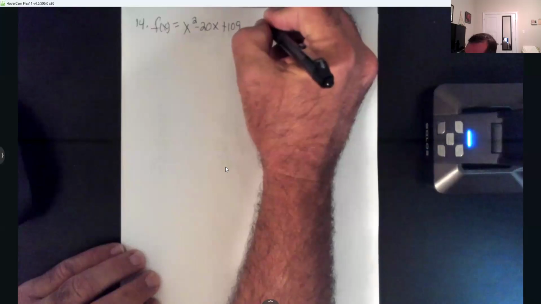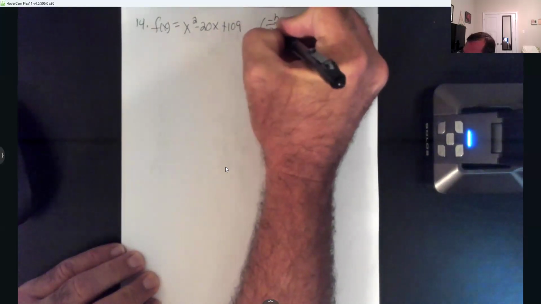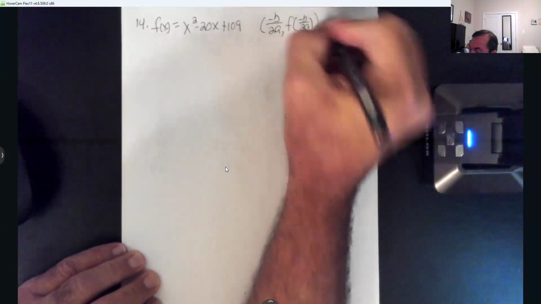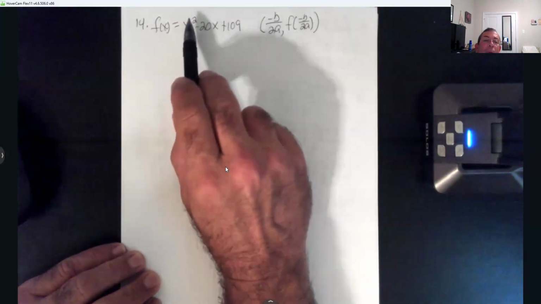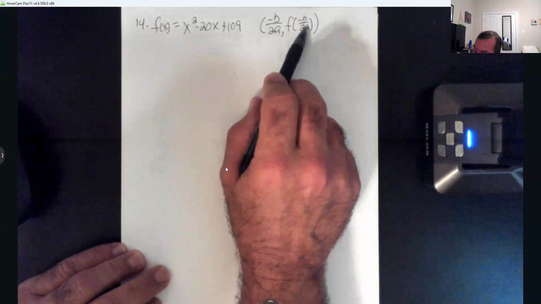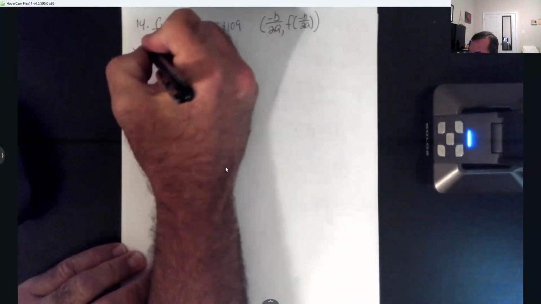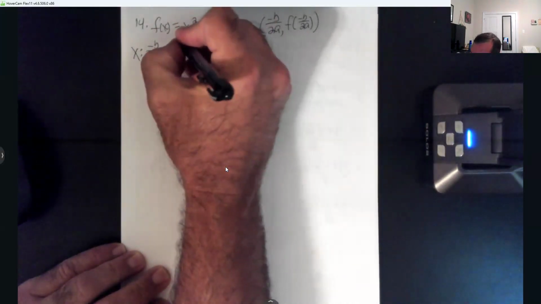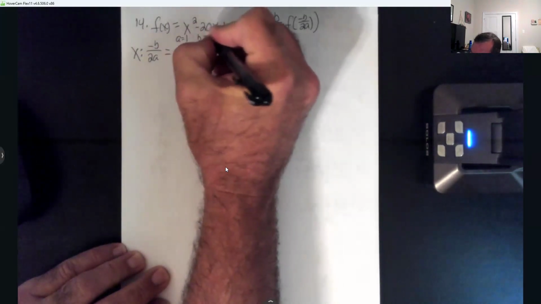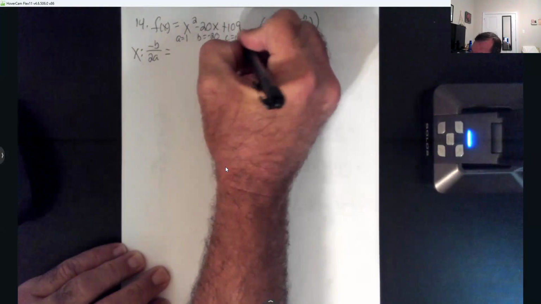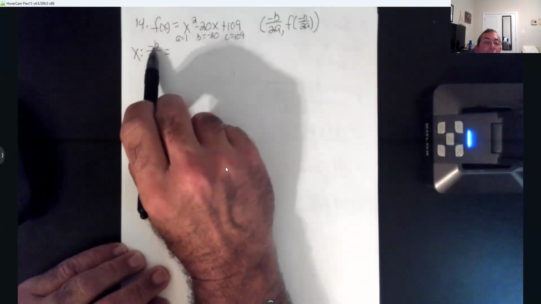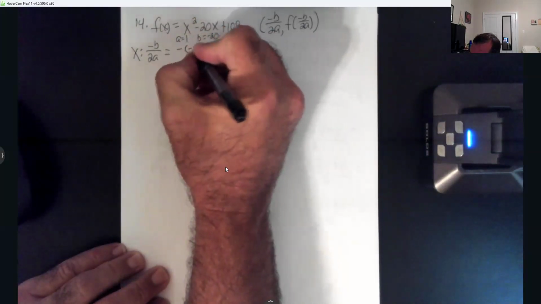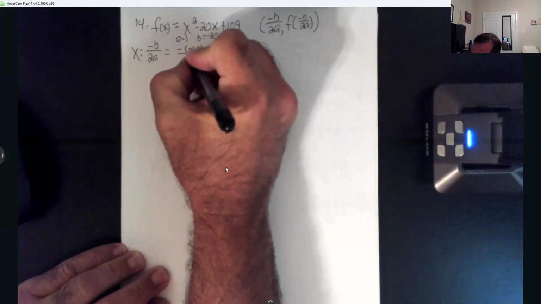So now remember, my vertex formula was negative b over 2a, and then f of that negative b over 2a. So I'll find my x value first, and once I get my x value, I'm going to plug it in and get my y value, okay? And y'all, the numbers are just like they are on the quadratic. A would be 1, b would be negative 20, and c would be 109. So here we go. Write that negative down, and then my b is a negative 20, and then 2 times my a, which is 1.